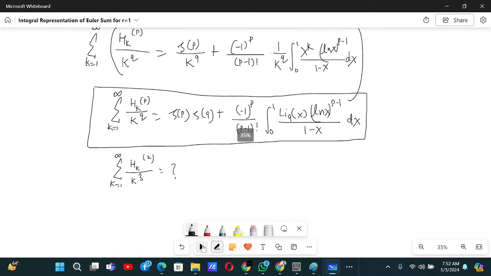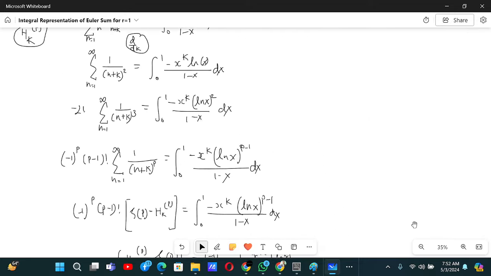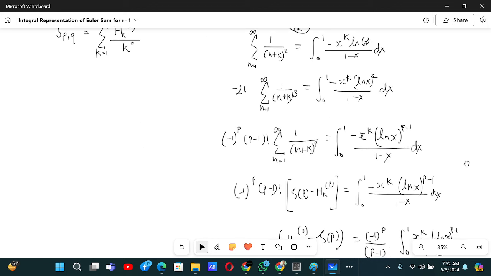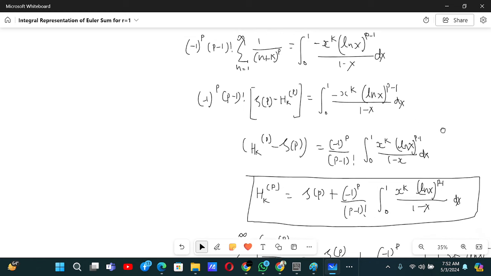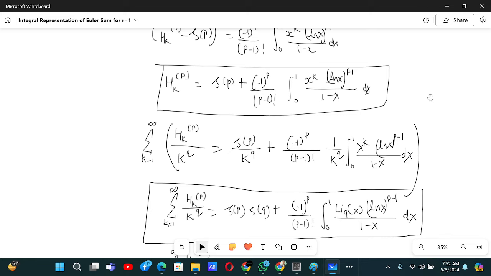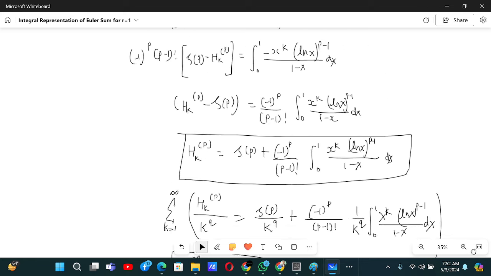Just give it a try, and if you want to, you can keep watching my next video to learn about it. So thanks for watching, and to talk about the flow of the solution, we first used the integral and sum representation for H_k, that is the kth harmonic number, and differentiating both sides, we eventually got the integral representation for the kth harmonic number of order p, and then dividing by k to the power q and summing up, we got our required result.